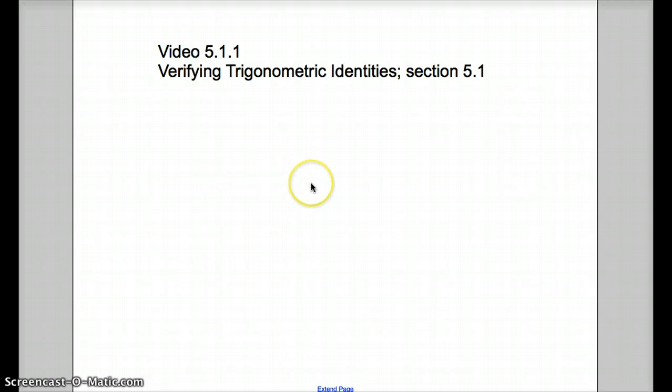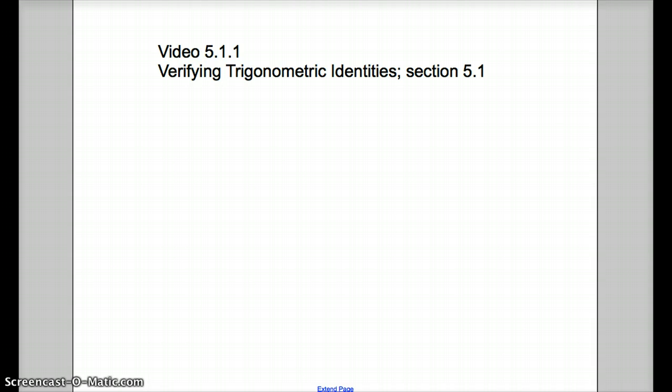In this video, we're going to take a look at verifying trigonometric identities. This is the first video, 5.1.1 for section 5.1 in your pre-calculus textbook. So our goal here is to practice verifying trigonometric identities and use identities we already know to do that.